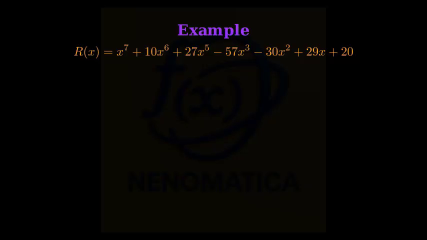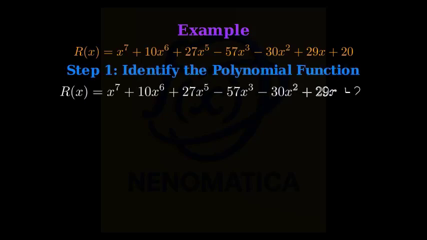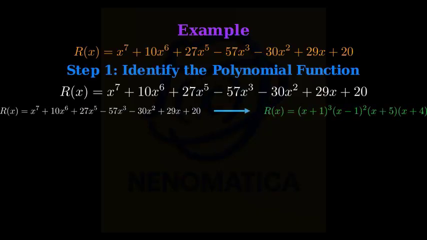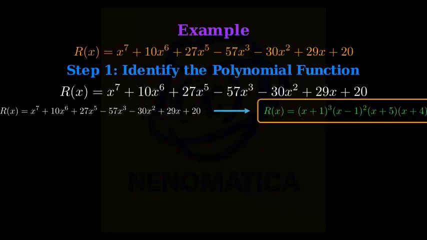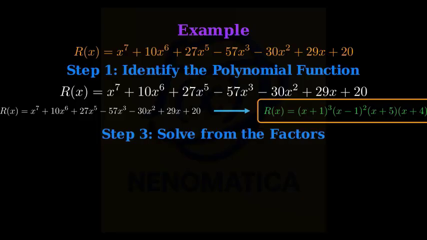Step 1. Identify the polynomial function. We will restate the function clearly so we keep track of what we are solving. Step 2. Factor the polynomial. We use the factorization as provided in the example. Let's visualize the unfactored and factored forms side by side with an arrow. The factored form is r of x equals (x plus 1) cubed times (x minus 1) squared times (x plus 5) times (x plus 4).